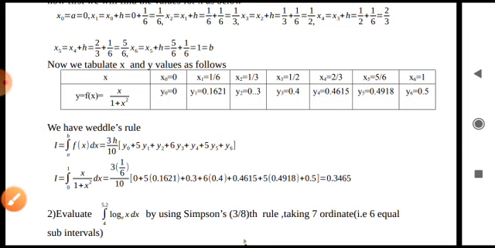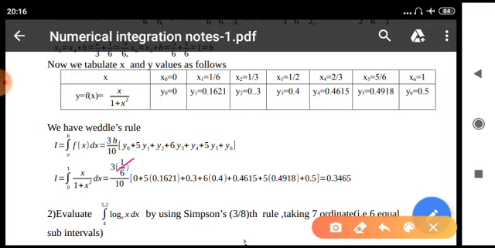Now we have Weddle's rule for n equal to 6, I equal to 3h by 10 into y0 plus 5y1 plus y2 plus 6y3 plus y4 plus 5y5 plus y6. Now we substitute these values. h is 1 by 6, then y0 is 0, 5 times y1 0.1621 plus y2 is 0.3 plus 6 times y3 0.4 plus y4 is 0.4615, 5 times y5 0.4918 plus y6. So if you calculate this value, we will get this I value as 0.3465.